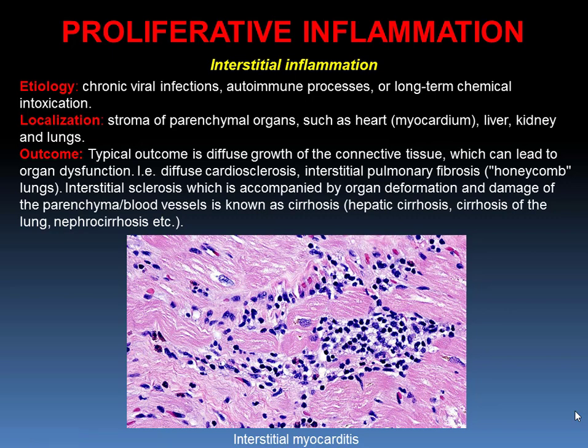Sometimes it can lead to organ dysfunction, like diffuse cardiosclerosis after interstitial myocarditis, interstitial pulmonary fibrosis after some restrictive diseases of the lungs, and developing of particular organ insufficiency, heart failure, lung failure, or combination of heart and lung failure in case of these above mentioned diseases.